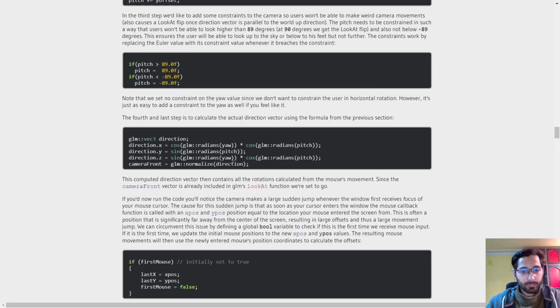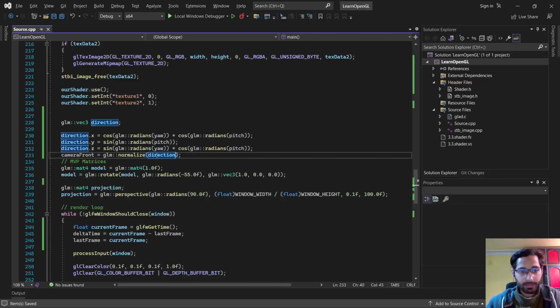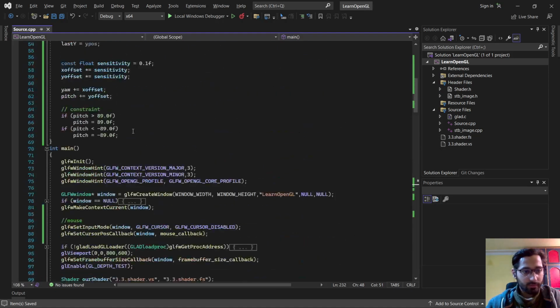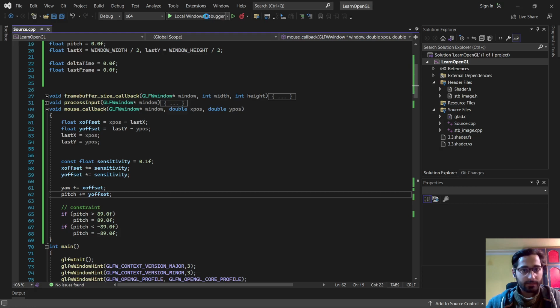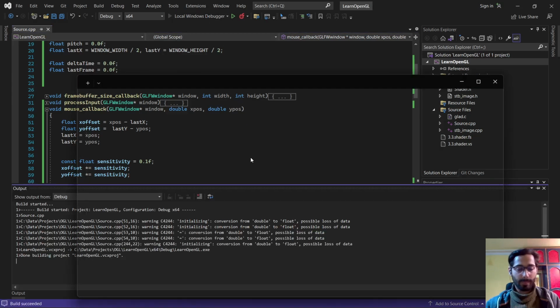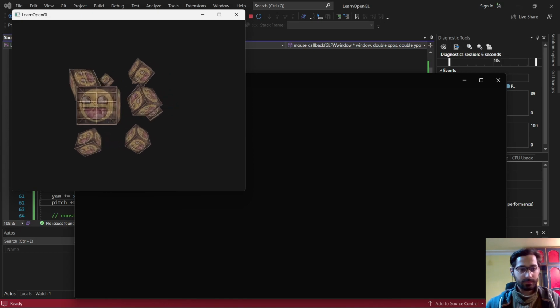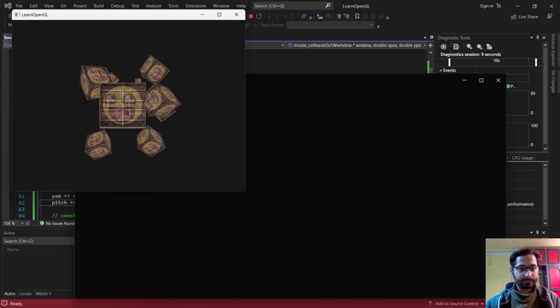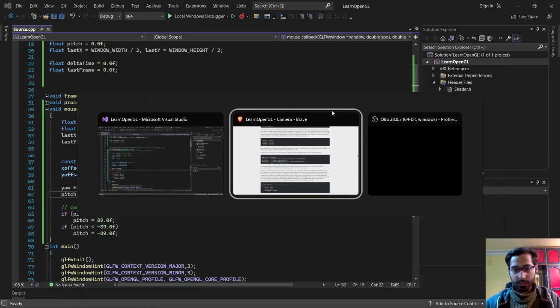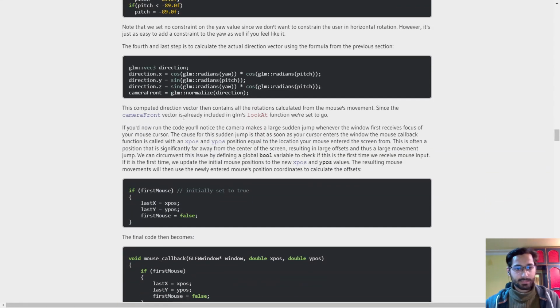So it's doing pitch and yaw, which is fine, and then we're changing the pitch and yaw whenever we move the mouse. So add that as well. Check it. Yep, this is working. I don't think it's tripping the camera at all. Okay, maybe there's another step. This computed direction vector contains all the rotations calculated from the mouse movement. Since the camera front vector is already included in GLM's look at function, we're set to go.